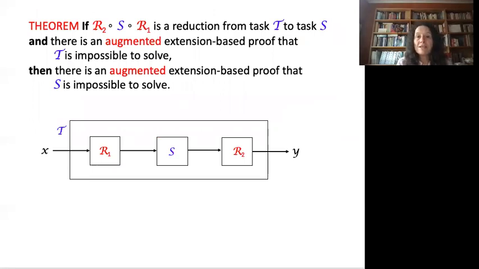Our main theorem says that if there's a reduction from task T to task S, and there is an augmented extension-based proof that T is impossible to solve, then there is an augmented extension-based proof that S is impossible to solve. In the next 9 slides, I'll give you a high-level idea of the proof of this theorem. There are more details in the proceedings.